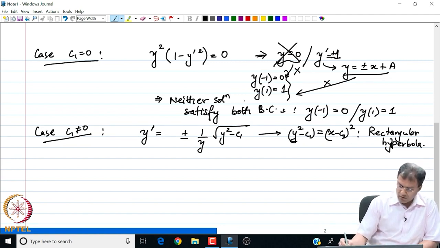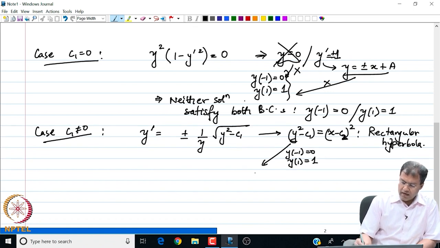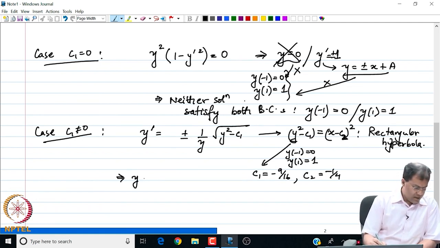We have a two constant family of solutions. So, we have c 1 and c 2, right? Now, the expectation is the constants c 1 and c 2 can be found through the boundary conditions that are present. Now, note the following. Let us draw this hyperbola. First of all, let me find C1 and C2. If we plug in y of minus 1 is equal to 0 and y of 1 equal to 1, I immediately get the constants C1 to be minus 9 by 16 and C2 to be minus 1 by 4, right? So my equation is y is equal to x plus 1 by 4 whole square minus 9 by 16. Okay.